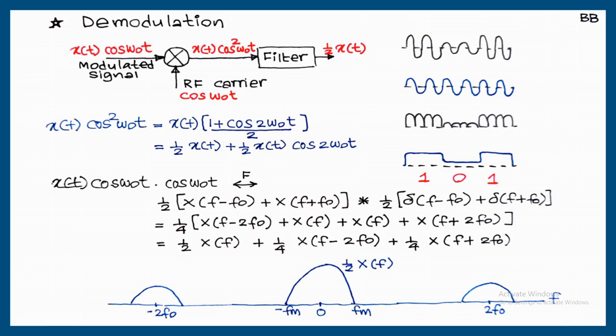So I'll repeat the main points. Shifting a message signal from low frequency to high frequency is known as modulation. Shifting a high frequency signal from high to low is known as demodulation. Using a radio frequency periodic signal, a signal can be modulated. Using the same radio frequency periodic signal, the signal can be demodulated.